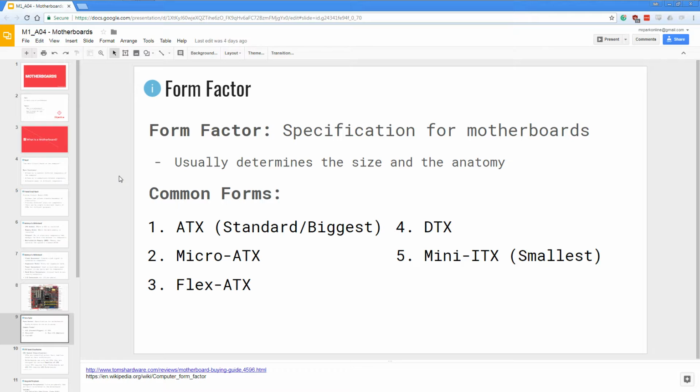So what is a form factor? It is a specification for motherboards. It usually determines the size and the anatomy. Sometimes smaller ones will have fewer slots compared to the bigger ones because we needed to shrink the size of the motherboard. To give you the names of the common form factors, we start with the ATX, which is the standard size found in most computers and is considered the biggest. We have the micro ATX, which is a bit smaller than ATX motherboards. And we go all the way down to mini ATX, which is the smallest form factor for a motherboard you can get.